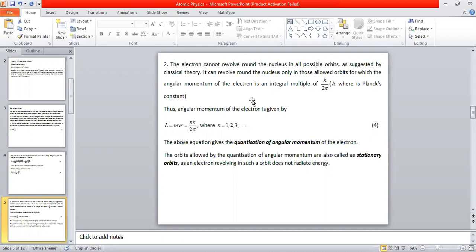These selected set of orbits are called stationary orbits. Why are they called stationary orbits? It is because as long as an electron is revolving in one such stationary orbit, it does not emit energy. If it is not emitting energy, therefore it does not lose energy. If it is not losing energy, then obviously an electron cannot fall into the nucleus. If the electron cannot fall into the nucleus, obviously atoms would be stable. Okay na?